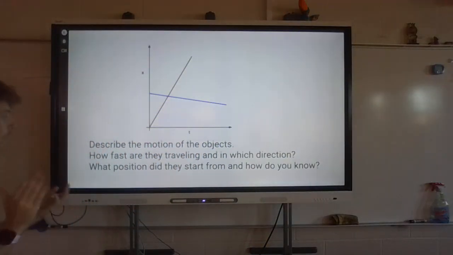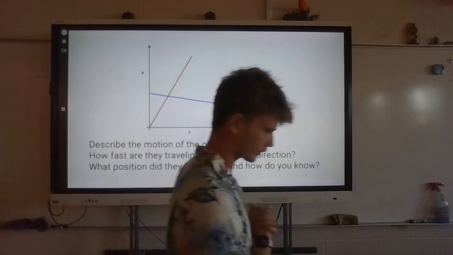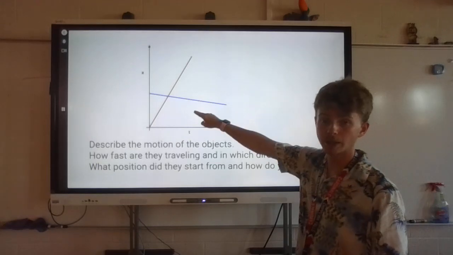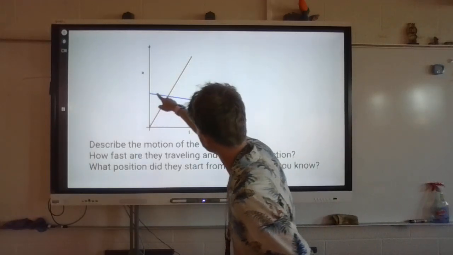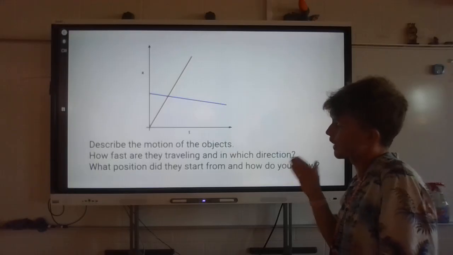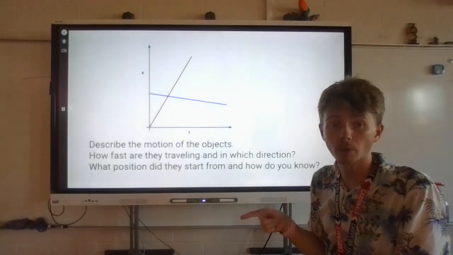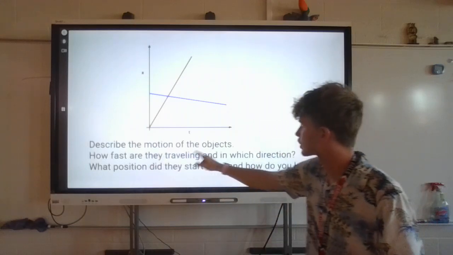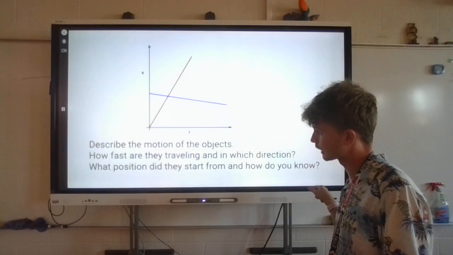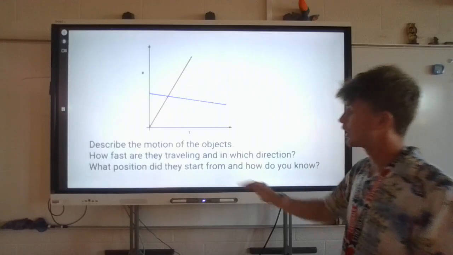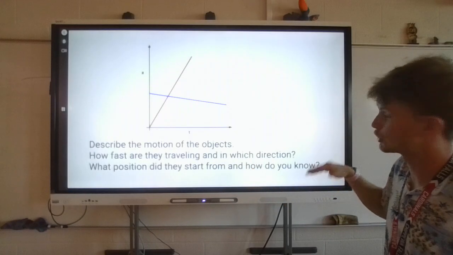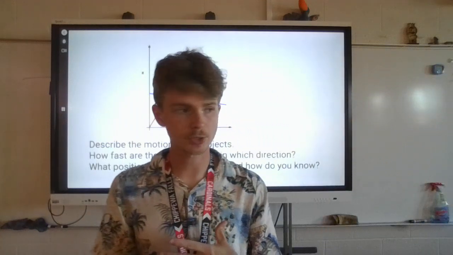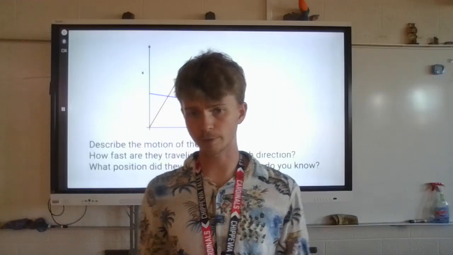Okay, so I'm going to see if you guys on your whiteboards could figure out the answers to these questions, or statements. So we have a red line that's going up, so red going up, blue going slightly down. I want you guys to describe the motion of these objects. Which line is going forward? Which one's going backwards? Okay. I also want you to describe how fast they are traveling and in which direction. Okay, so also talk about their speed. Last but not least, what position did they start from and how do you know? Okay, so pause the video, see if you guys can answer some of these questions. Once it seems like most groups have something down, please start the video again.